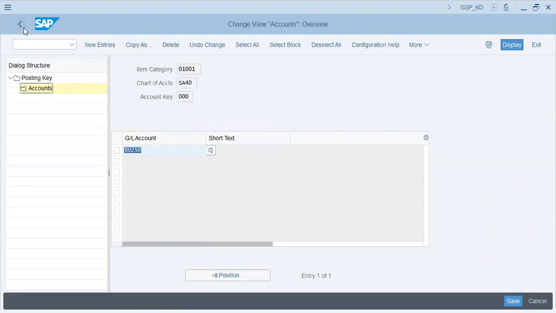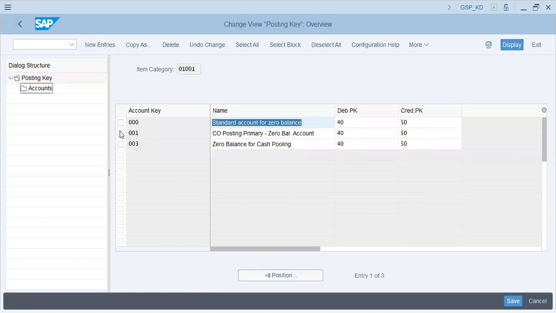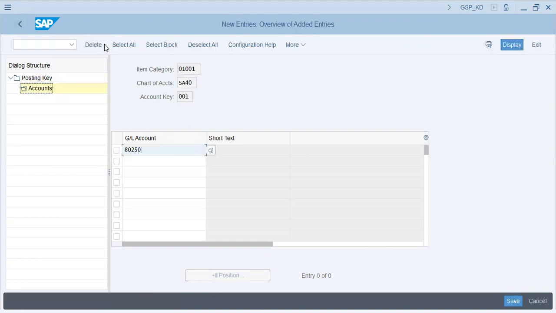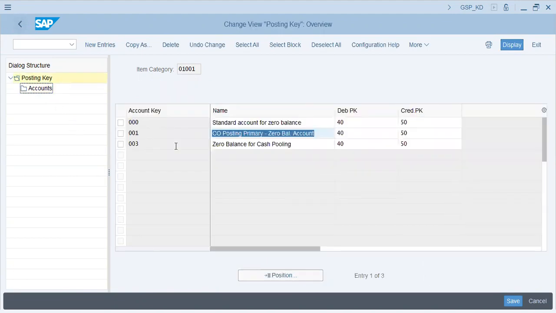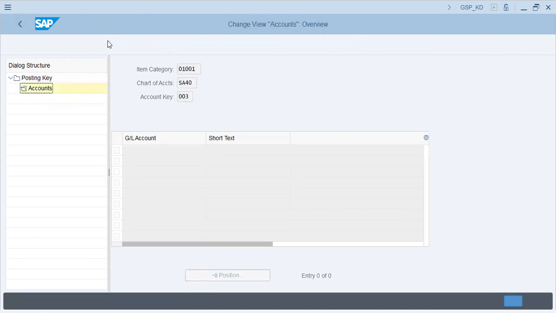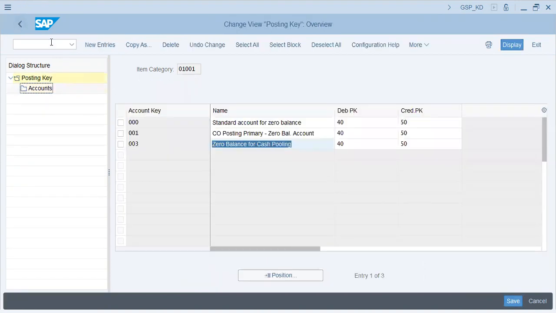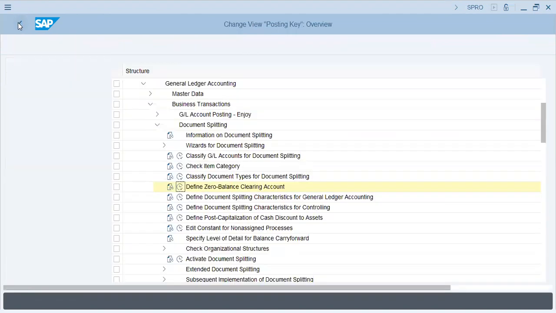You can configure multiple accounts as per your vendor category. New entries, 80250. Save. Zero balance for cash pooling. This is for bank and cash entries. Same. Save. Now zero balance is, ये मैंने पिछली बार समझा दिया था जीरो बैलेंस का, याद आया आप लोगों को?